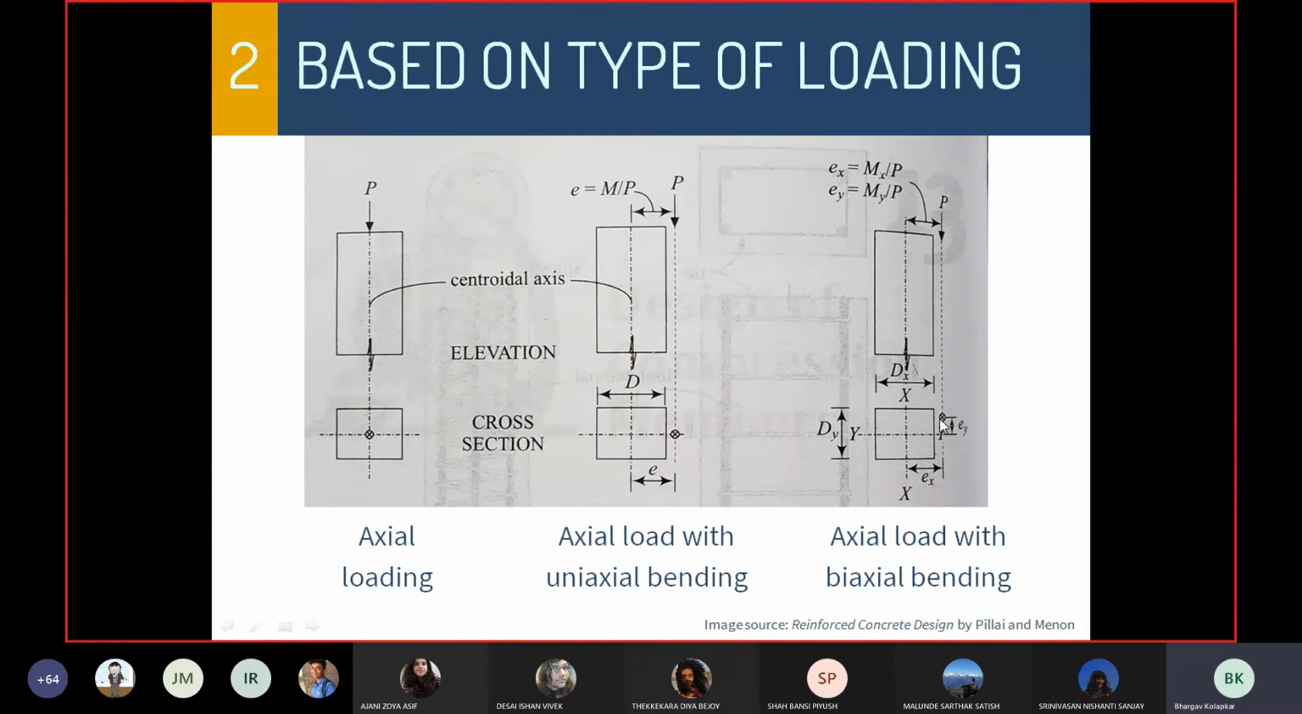In the next sketch, what you see is that the load is eccentric with respect to the major axis as well as the minor axis. X-axis is being referred to as a major axis here. It doesn't matter what you refer to it as. You can call this XX, you can call it ZZ, whatever. So the load is eccentric with respect to X-axis and Y-axis as well, and therefore, the column will experience axial load with biaxial bending.